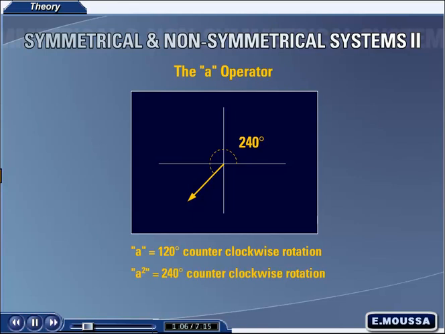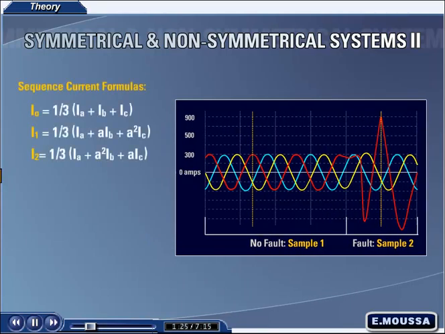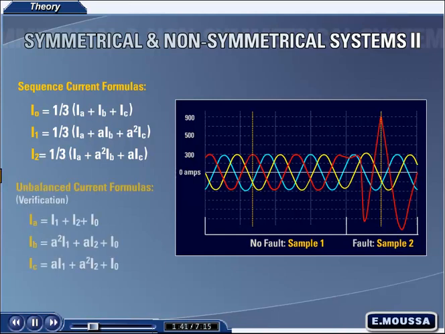Let's see how Fortescue's formulas work under a real-world fault condition. This sample of waveform data was captured by a GE Multilin SR760 feeder management relay. Sample 1's data is prior to the fault, while Sample 2's data is during the fault. Since we know the values of IA, IB, and IC, we will use the displayed equations to calculate the sequence current quantities at Sample 1 and at Sample 2 respectively. Once we have calculated the sequence components, the unbalanced currents of phase A will be recalculated using the displayed formulas to verify the results.